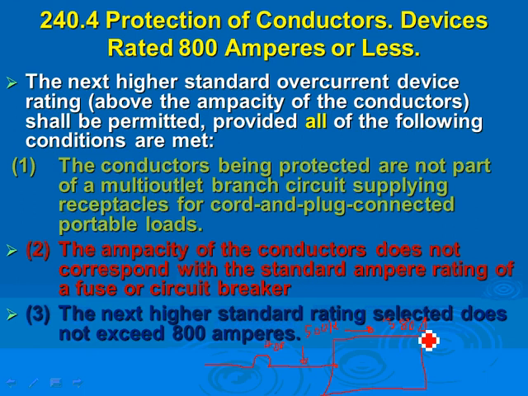Why? Because the next standard overcurrent protection device above 380 is what? 400. Now, if you're using an adjustable circuit breaker, then you have to use the adjustment of that circuit breaker as your next standard overcurrent protection device.